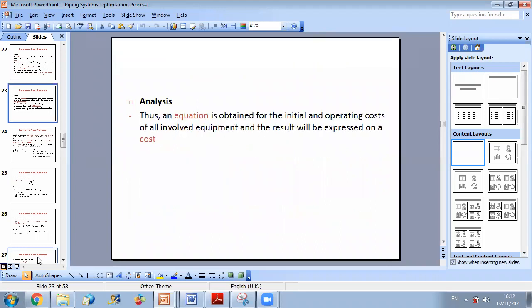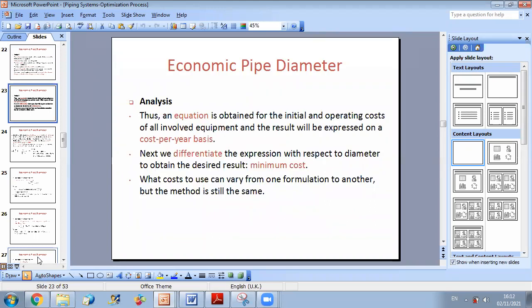So what we should do then is write an equation for the initial and operating costs, where we involve all the equipment needed, and in general we do the analysis on a per-year basis. We express the cost per year for the different items, and then add them to get the total cost per year. Once we get the expression of the total cost per year, we differentiate it with respect to the diameter to obtain the desired result.